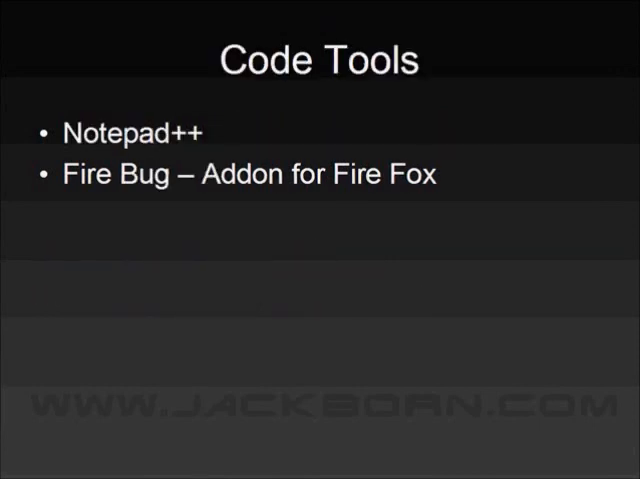You're also going to see me using some code tools. One that I have not mentioned yet is Notepad++. This is a free, open source piece of software that you can download if you've got a Windows computer. I don't know if it works with Macs, but on a Windows machine it's very handy. It makes it a lot easier to write code, and a lot easier to spot problems while you're writing code.